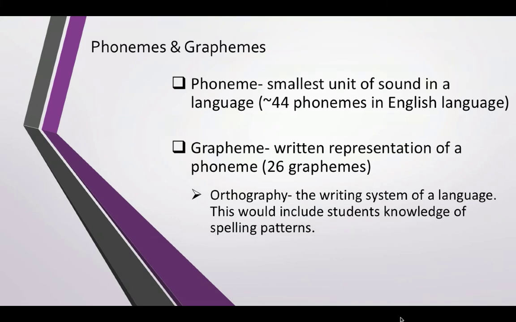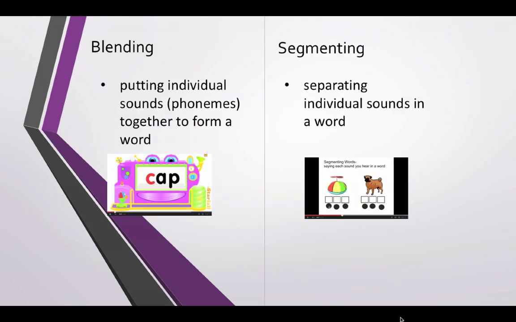So two key definitions here. Phoneme is the smallest unit of sound in the English language. There are 44 phonemes in English. A grapheme is a written representation of a phoneme. There are 26. Therefore, graphemes are related to our printed letter alphabet. Phonemes, there are more sounds in the English language than there are letters. Orthography is understanding the written system of language. So orthography is related to our spelling knowledge and our abilities in spelling.